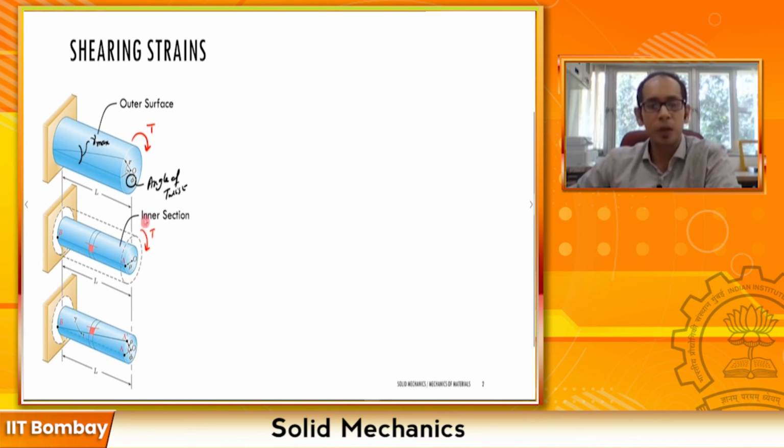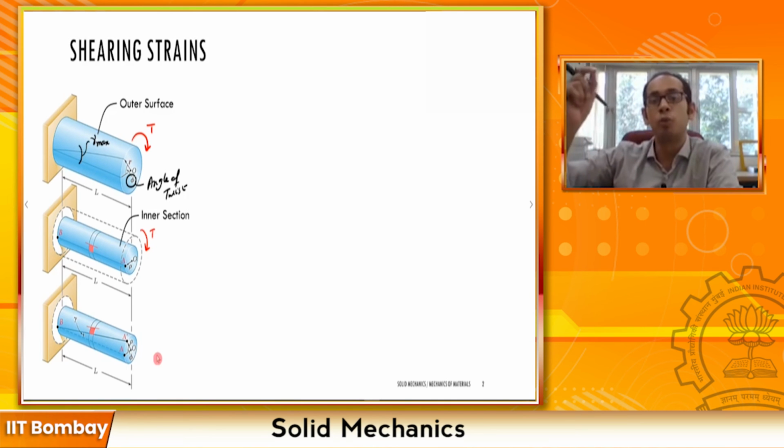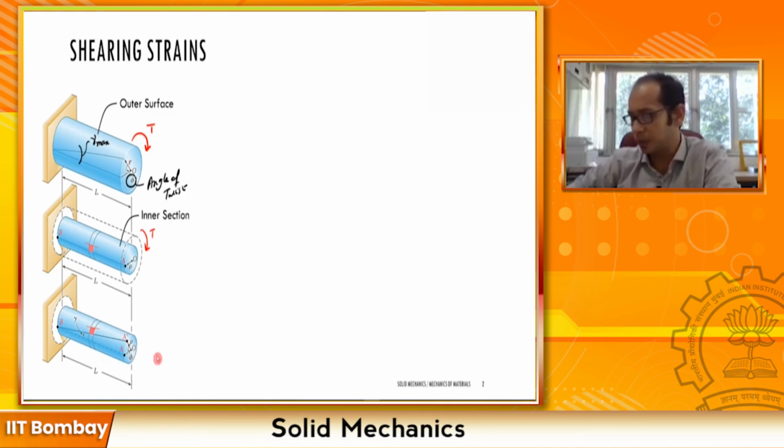Now remember, whether you are looking at the point on the outside or the points on the inside, this phi remains the same. Phi is just the angle of twist. It is just that the points on the outside move more relative to the points on the inside, right?